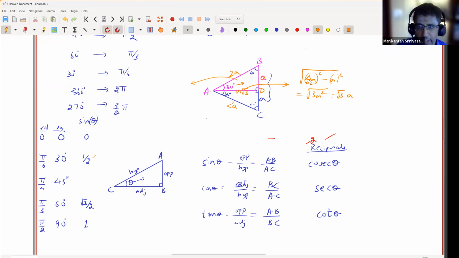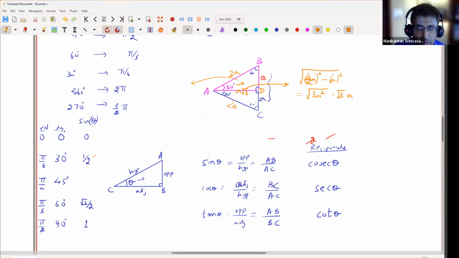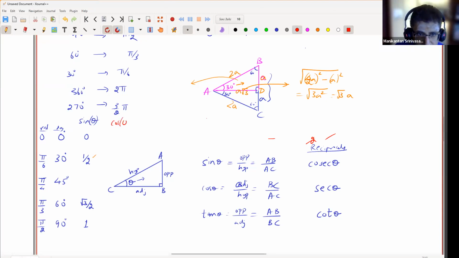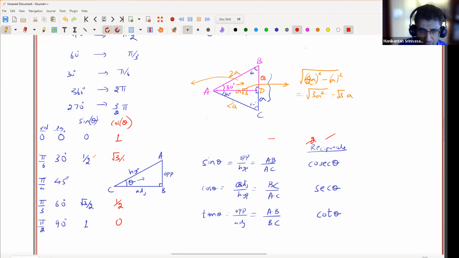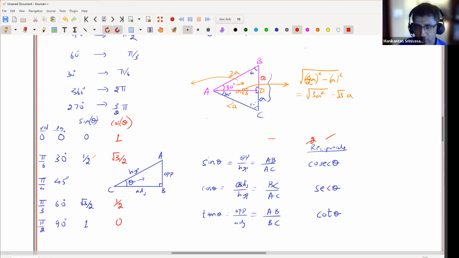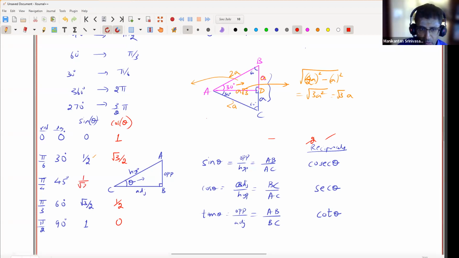Cos 30 would be √3/2. So I wish I had more space here. So let's say cos theta here. Cos and sine will be complementary, right? So cos 0 is the same as sine 90 and vice versa. So cos 60 is your half, and cos 30 is your √3/2, as we just saw. And then at 45, both will be the same: 1/√2 and 1/√2.